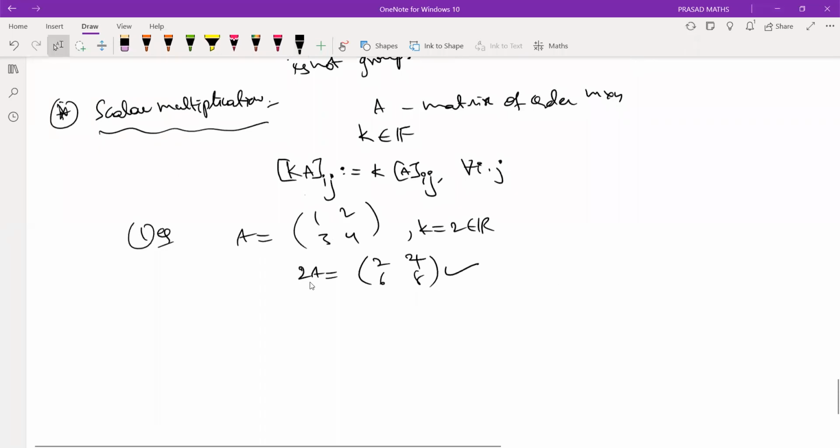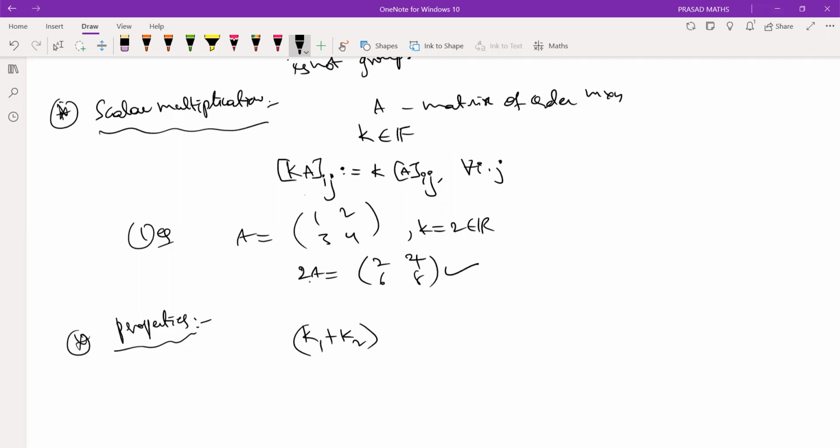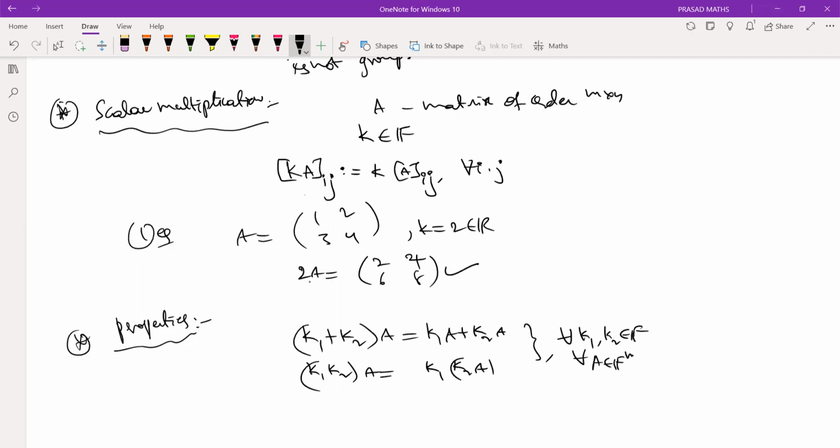So this is scalar multiplication. This is useful for a vector space. So this is a very, very useful property. Now the properties. Whenever you take any matrix and any two scalars, k1 and k2, (k1 plus k2) of A is equal to k1 A plus k2 A. And (k1 k2) of A is equal to k1 into (k2 A). This is true for any two scalars, in any field, for any matrix of m by n.